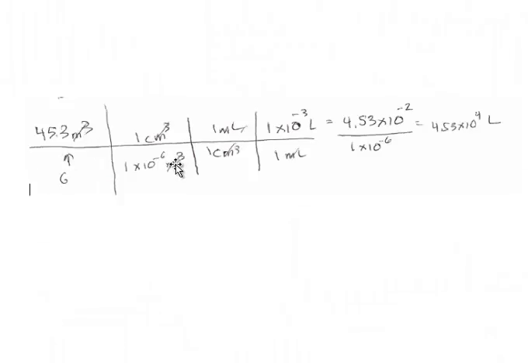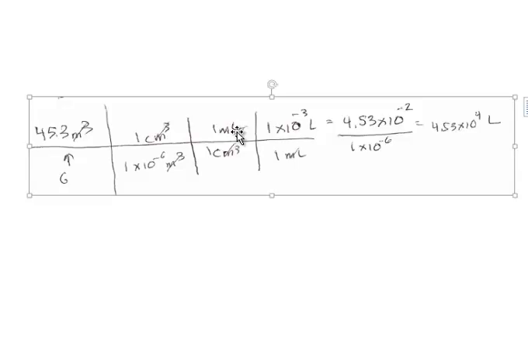After meter cubed gets canceled out, I have centimeter cubed in the numerator, so I know that centimeter cubed goes in the denominator here. And my conversion factor was the one that was given, 1 milliliter is equal to 1 centimeter cubed. And then my last conversion factor is the relationship between milliliter and liter. Since I have milliliter in my numerator here, I want milliliter in my denominator. And the other half of that conversion factor is 1 times 10 to the minus 3.